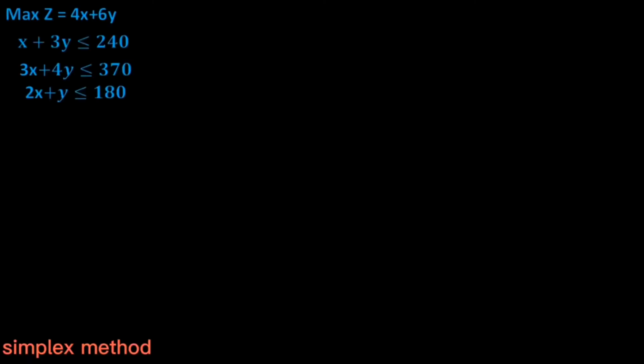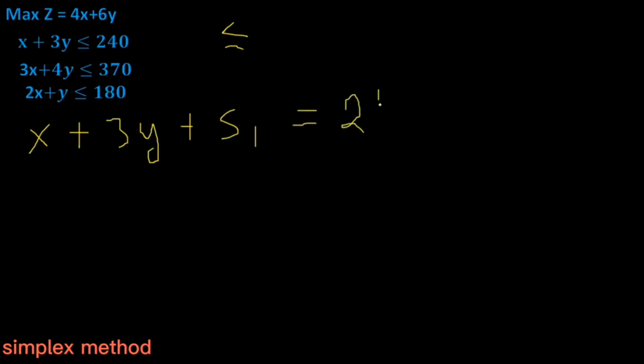This inequality sign is the same. Okay, that is less than or equal to on all sides. Since they are less than or equal to on all sides, we just have to move on by adding a slack variable, that is x plus 3y plus a slack variable, s1, is equal to 240. You add a slack variable so as to change this inequality sign to an equality sign.